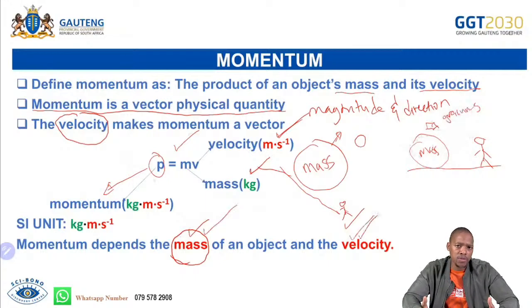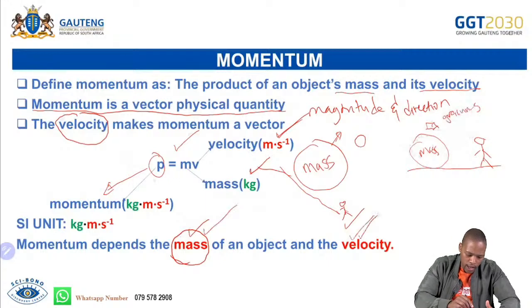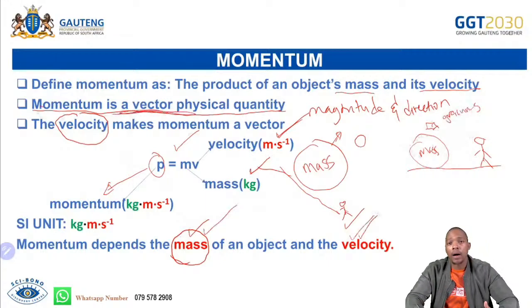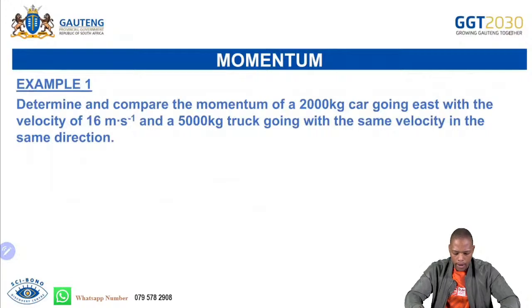So it becomes very important to remember that momentum is a what? A vector. This becomes extremely important in grade 12. As you are about to see, when I do these calculations, the issue of directions becomes important. Okay, right. So let's look at example 1.